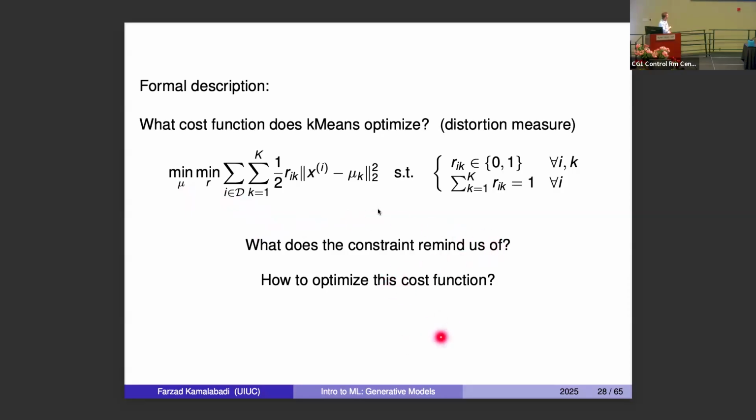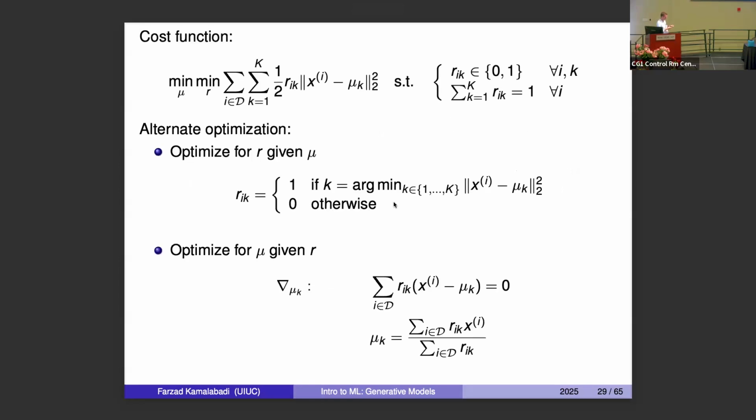So what does this constraint remind us of? Remember, it appeared in the context of yesterday's lecture, right? We had alternating optimization, for example, in GANs, because you had to essentially do an alternating optimization. And a similar thing in variational autoencoders. So this is a recurring thing. Let's break down the cost function. So this is the cost function.